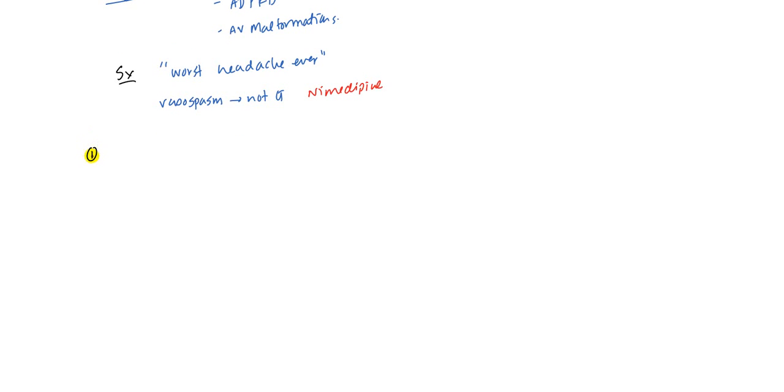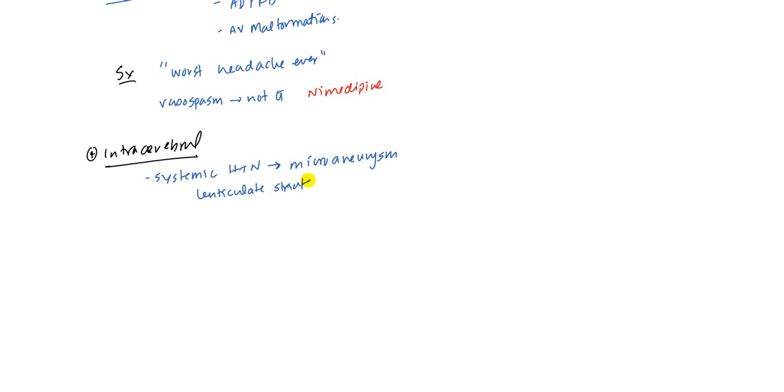The final one is number four, intracerebral. This is within the brain and does not really have to do with the meninges. And this is usually caused by systemic hypertension, which is uncontrolled for a long time, and starts to weaken the veins and arteries in the brain, leading to microaneurysms, particularly in the lenticulostriate arteries, which is known as the Charcot-Bouchard aneurysm, or in the basal ganglia.